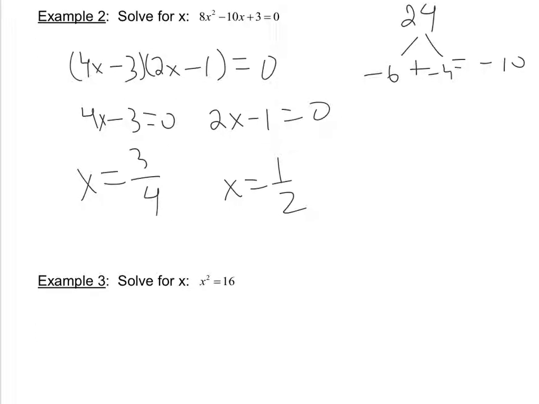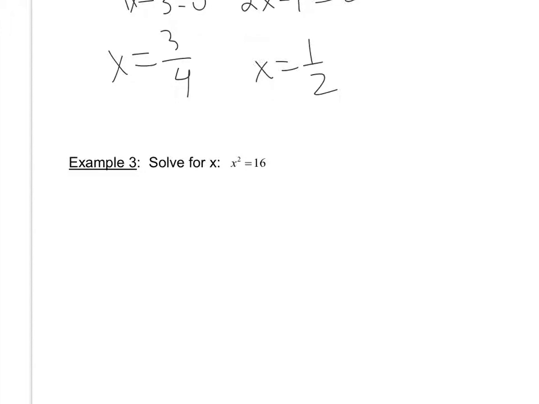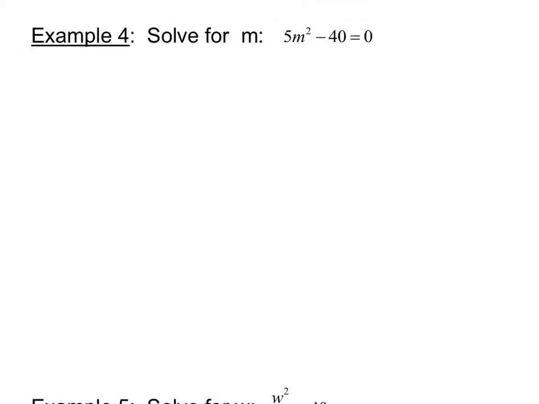Now here, see how the x squared is by itself, and there's not an x or anything else in it, so you just take the square root, x equals plus or minus 4. You have to remember that any time you take a square root while solving an equation, you have to do plus or minus. Okay? Let's take a look at another.